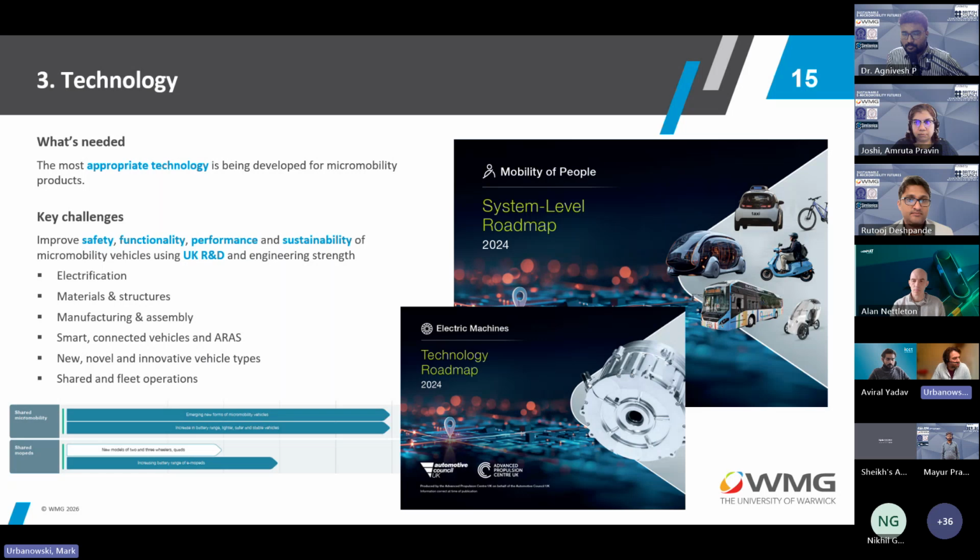Smart connected vehicles and assistance systems to make these vehicles safer or easier to use, similar to what you see in cars, but that technology filtering down to smaller vehicles. We've mentioned already new, novel and innovative vehicle types, but there's also a lot of innovation around shared and fleet operations to make them more efficient and cost effective for either shared micromobility operators or last mile logistics operators.